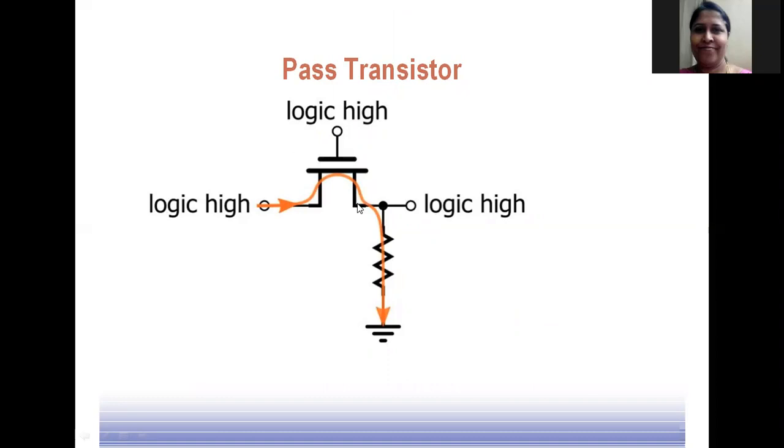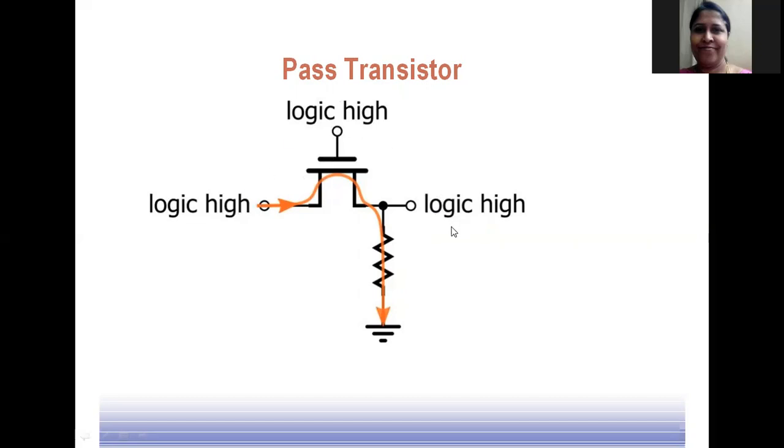When we turn on this transistor by applying logic high, whatever voltage we apply at the input, that is at one end, it looks as if it appears at the output. So it just passes whatever logic voltage is appearing at one end to the other end. How does it do that? Let us understand.